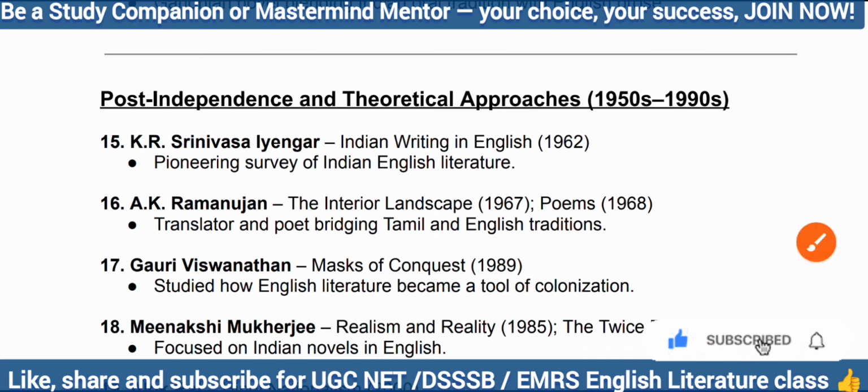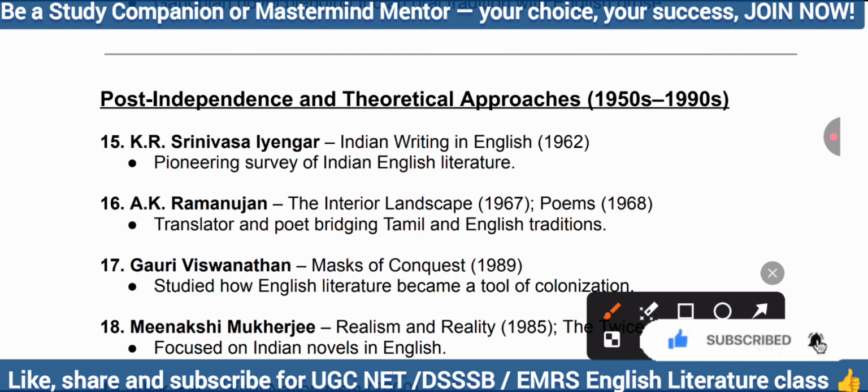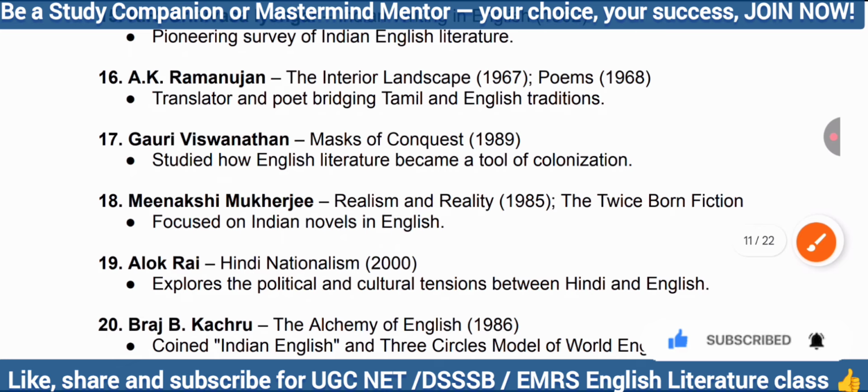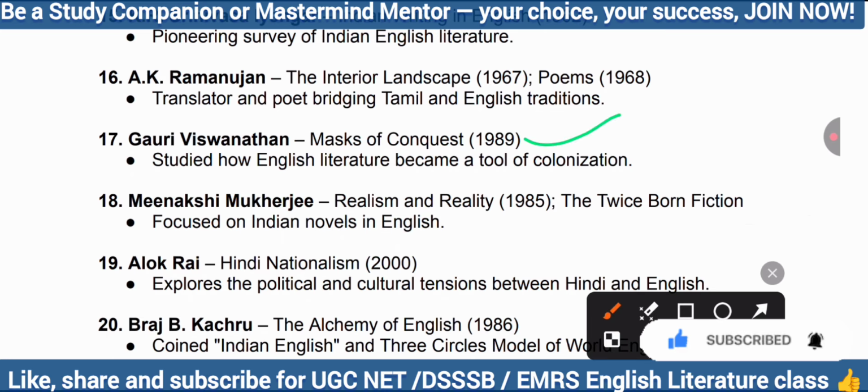K.R. Srinivas Iyengar, Indian Writing in English, 1962, who was a pioneering survey of Indian English literature. A.K. Ramanujan, The Interior Landscape, 1967, Poems, 1968, and also a very important translator and poet bridging Tamil and English traditions. Gauri Viswanathan, remember, 1989, studied how English literature became a tool of colonization.